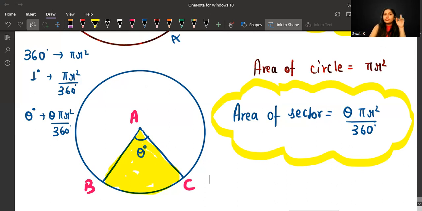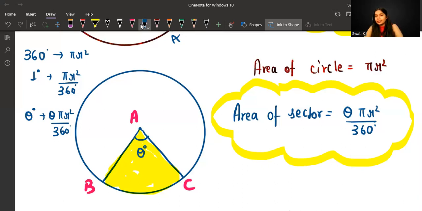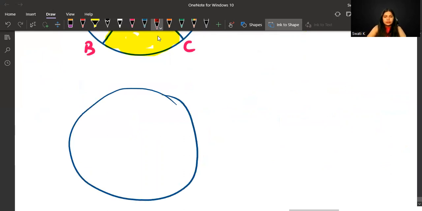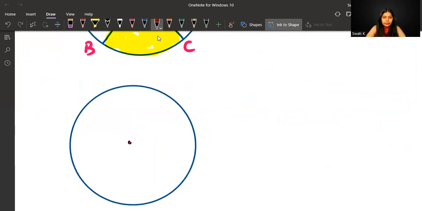Now, of course, you can notice one thing here. You can say that this is actually area of the minor sector. How can we find out the area of the major sector? So for that, I'll take one question, a very simple question. For that, I'll draw a circle.